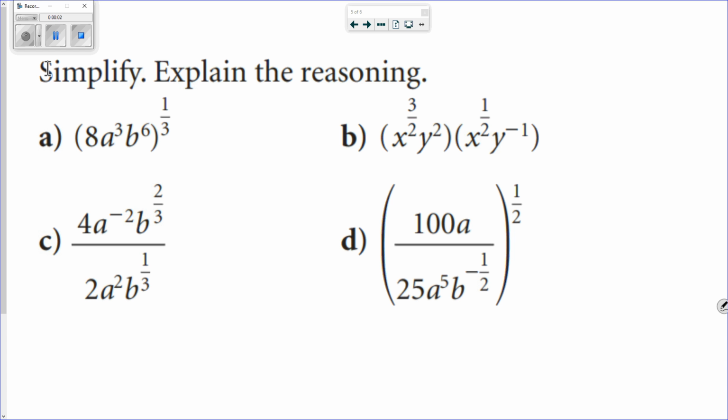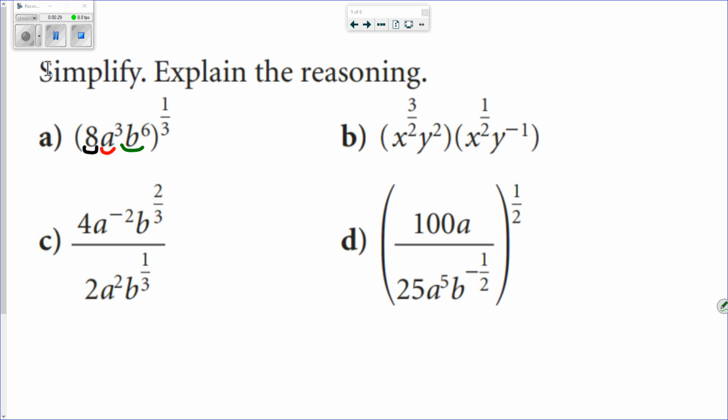Okay, we'll take a look at a couple more examples here. We'll look at part A first. We have (8a^3 b^6) all to the 1/3 power. So the first thing we're going to do, we're going to look at each piece separately. We'll look at the 8, we'll look at the a, we'll look at the b.